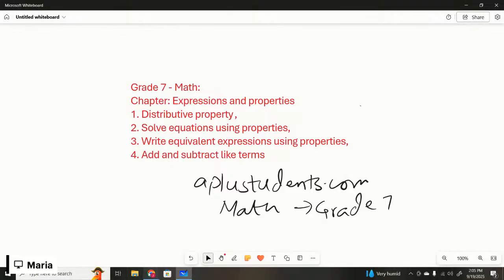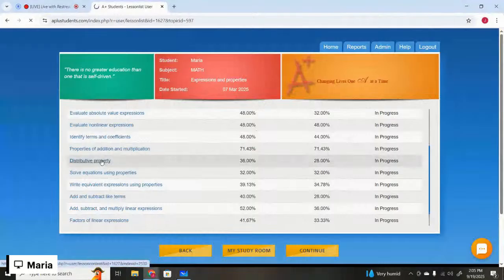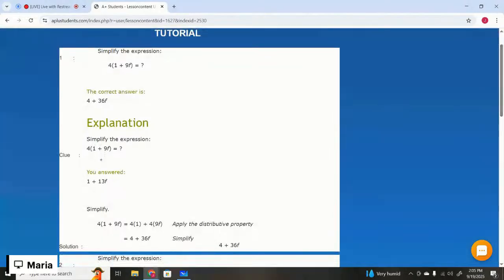So here I'm on grade 7 math. The chapter we're on right now is expressions and properties. Let's start with the lesson that is distributive property. Simplify the expression 4 times (1 plus 9f). So you need to apply the distributive property.